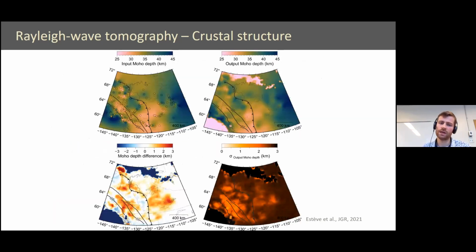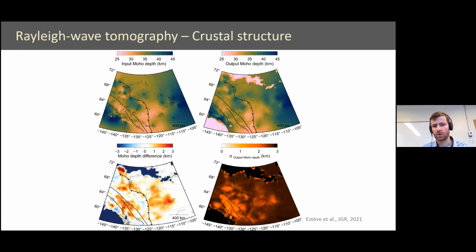And so, yes, we also invert for the MOHO here. And so, as I said, we use prior information from other studies, receiver function studies. So each dot here represents a station for which we have a MOHO depth estimate. And then I just linearly interpolated between those points to obtain this map in the background. And so that is the input to the inversion.